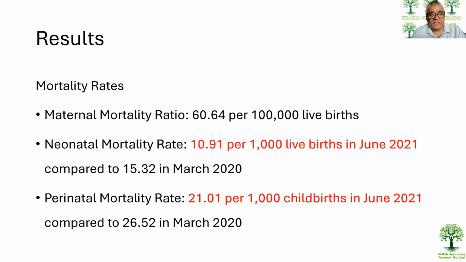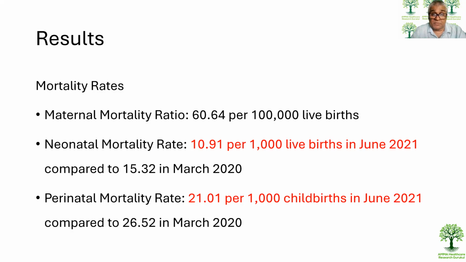In terms of mortality rates, we have seen Samrakshan has brought about a big change. We don't have the baseline maternal mortality ratio other than what is available for India. What's available for India now is 131 per 100,000 live births in 2021. What Samrakshan is seeing in the areas where Samrakshan is being practiced is 60.64 per 100,000 live births.